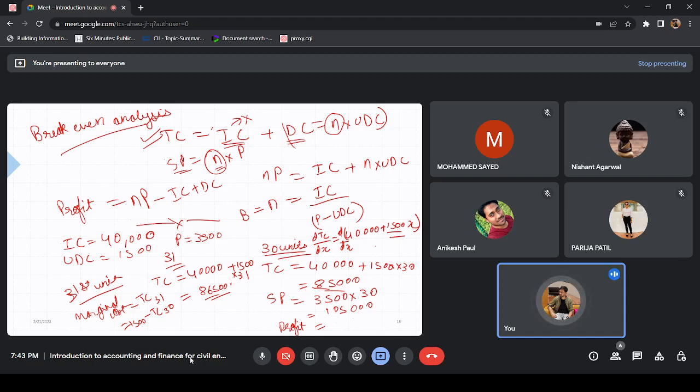So calculating the marginal cost, calculating the gross profit. I hope it is clear now.